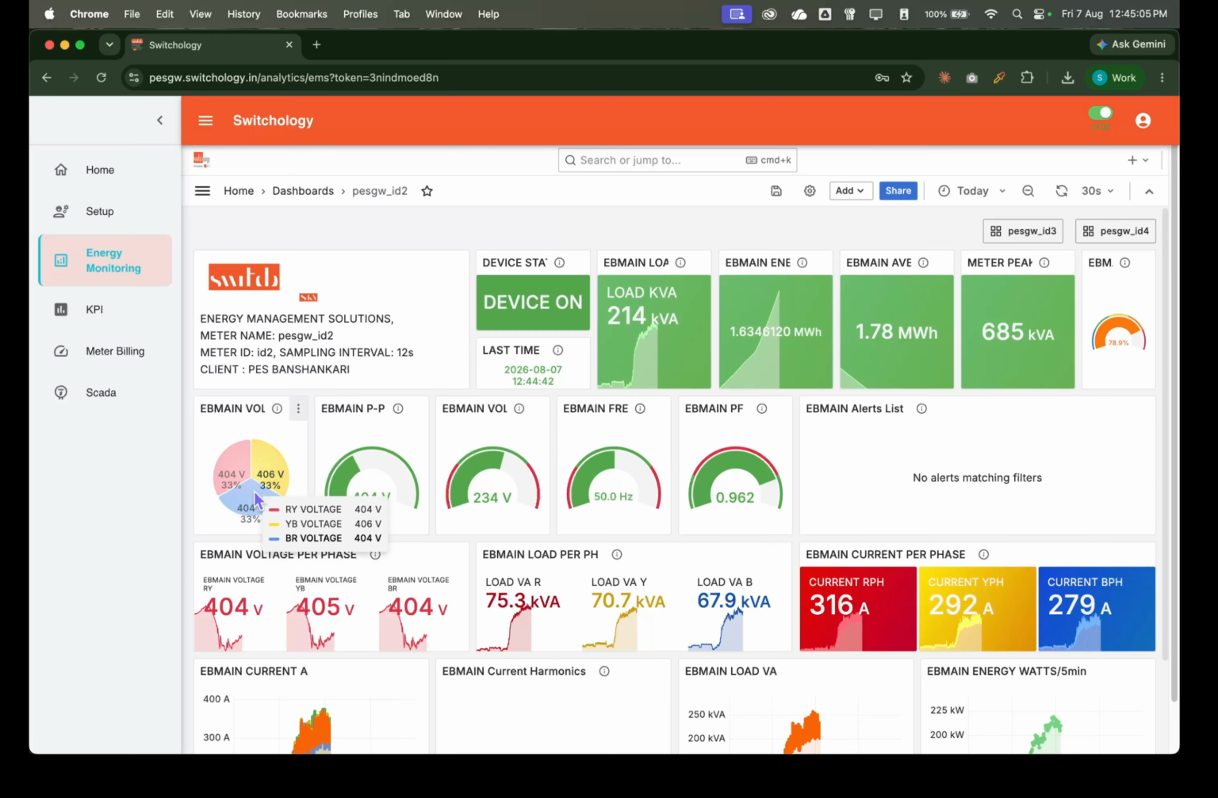This is the voltage distribution, R phase, Y phase, and B phase. It is equally being distributed, so there is no unbalance in the system. Here is your phase-to-phase voltage at this point. It is currently reading at 404 volts. Phase to neutral voltage is reading at 233 volts. This is the frequency from that meter. It is a live reading of 50 Hertz and the PF reading from that meter.